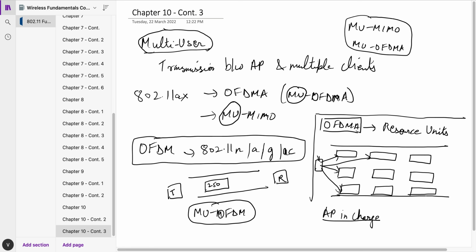The next important feature would be to talk about uplink and downlink multi-user OFDMA. We will cover that in the next coming video.